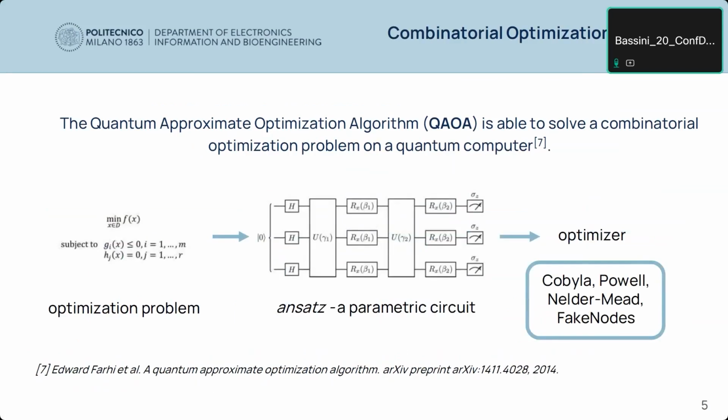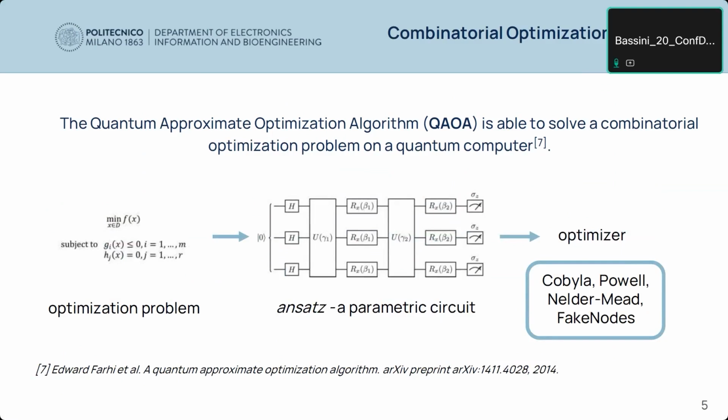And in this work, we focus on an algorithm which enables us to solve optimization problems on quantum devices. This algorithm is called Quantum Approximate Optimization Algorithm, or in brief, QAOA. And its workflow is very neat. We start from an optimization problem that you can see on the left, which is given in a mathematical formulation.